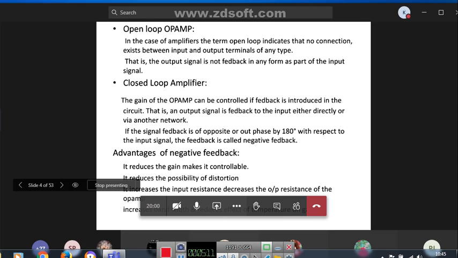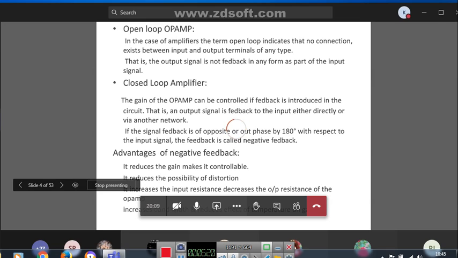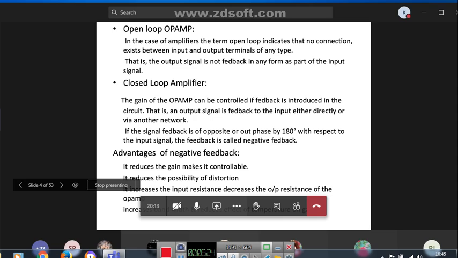In feedback there are two types: one is positive feedback and another one is negative feedback. If the output signal is fed back to input side in phase, that feedback is called positive feedback. If the output signal is fed back to input side with 180 degrees phase shift, that is called negative feedback. Okay, so we have two types of feedback. In the negative feedback, the overall input is going to decrease. In the positive feedback, the overall input is going to increase. The part of output signal is subtracted from the input signal. That's why the overall input signal is going to decrease in the negative feedback.